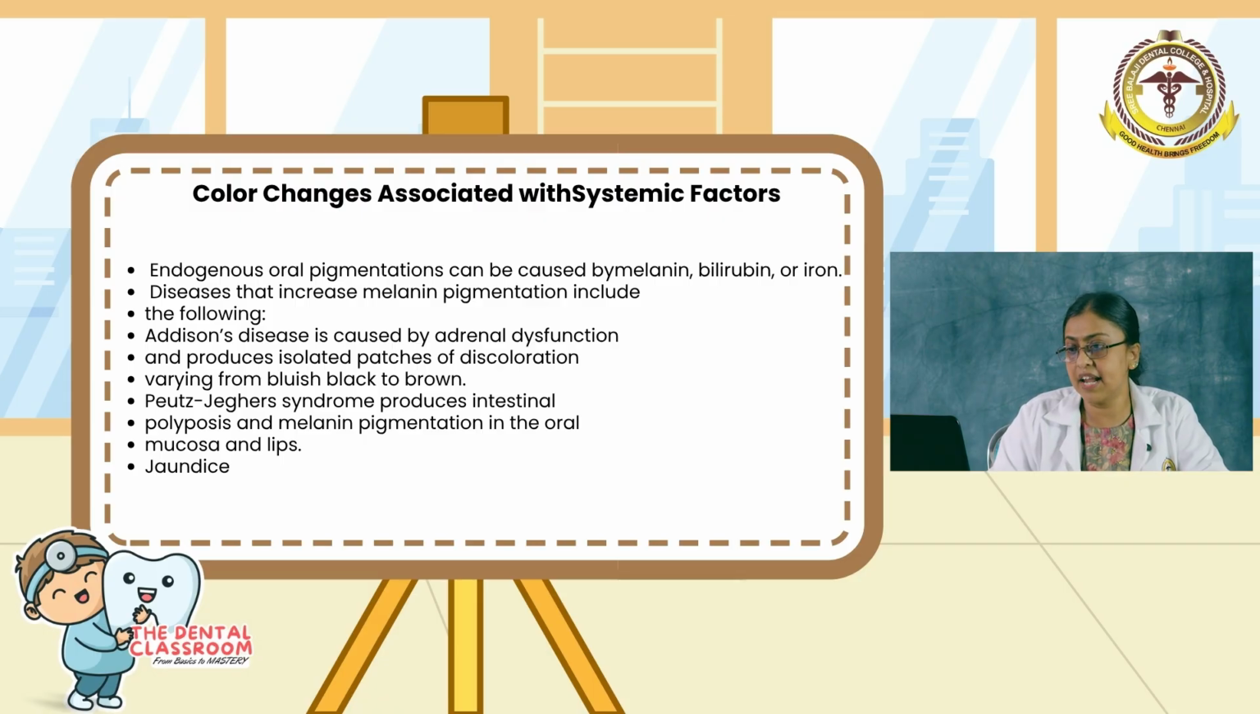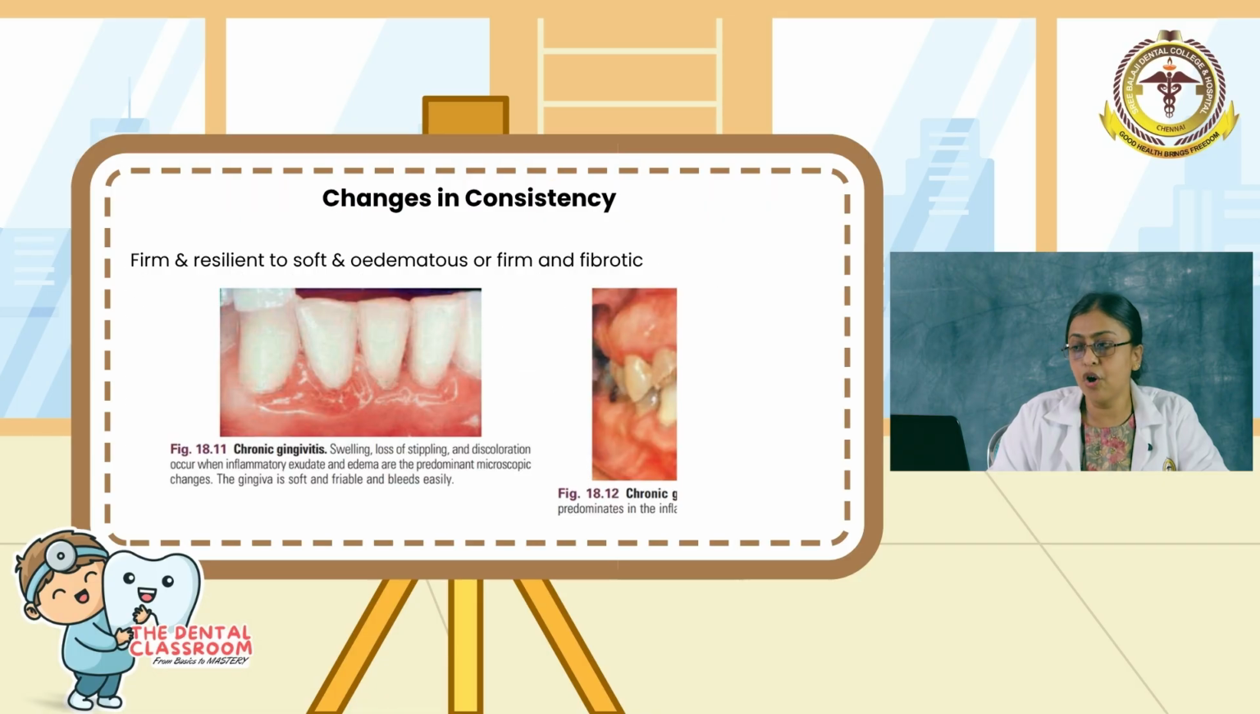Diseases that increase the melanin pigmentation include the following: Addison's disease, which is caused by adrenal dysfunction and produces isolated patches of discoloration varying from bluish black to brown. The Peutz-Jeghers syndrome produces intestinal polyposis and melanin pigmentation in oral mucosa and lips. It is also due to jaundice. Now, normal consistency is firm and resilient, and in case of inflammation, the gingiva would appear soft and edematous.